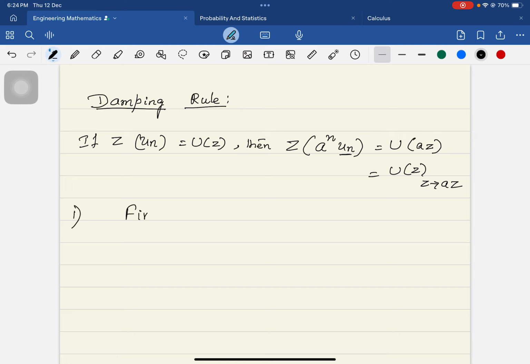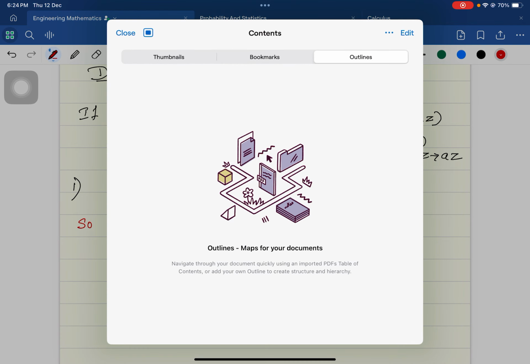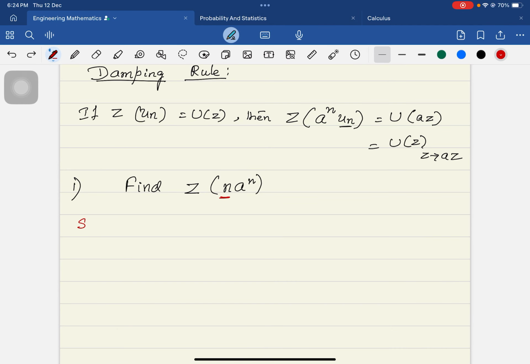So let us say, find Z of n times a to the power of n. Now, what do you say about this u_n? In the place of u_n, you have n. So, in the place of u_n, there is n. So, what is your u_n? First of all, we write that, and then we will enter into the original topic. Okay, so let us see the solution.